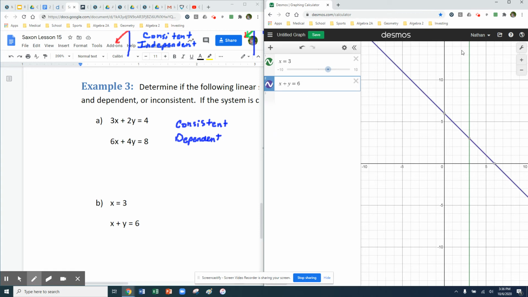And we look at our x equals 3, which is a vertical line, and our x plus y equals 6, which is linear going at a slope of -1. And we can click there, we have our solutions. The nice thing about Desmos is the intersection. You can always find it by clicking on it. But in either case, you've got two lines with different slopes that intersect at one spot. This would be consistent independent.